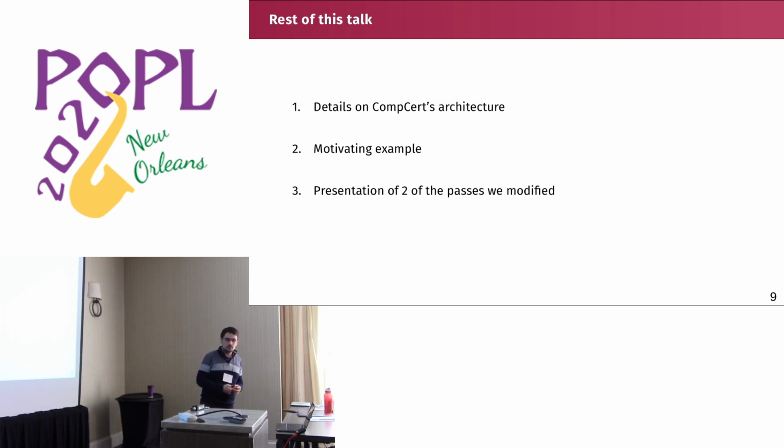During the rest of this talk, I will first give you some details on the CompCert architecture, because I will need to explain some parts of the compiler that we modified. Then I will show you some examples of where the compiler actually breaks the property we are interested in, and I will use that as a motivating example to present what we changed in the compiler.